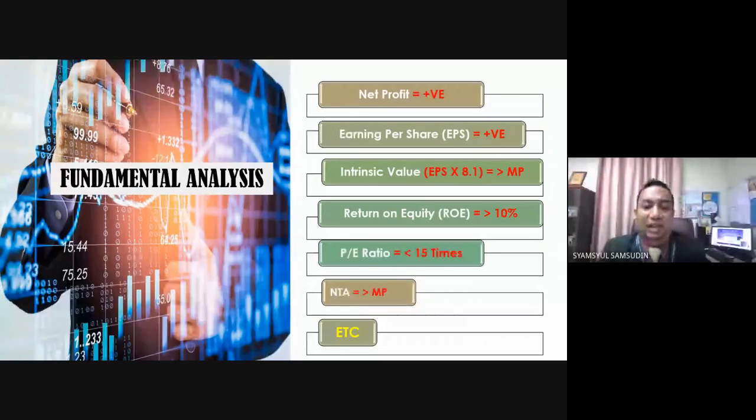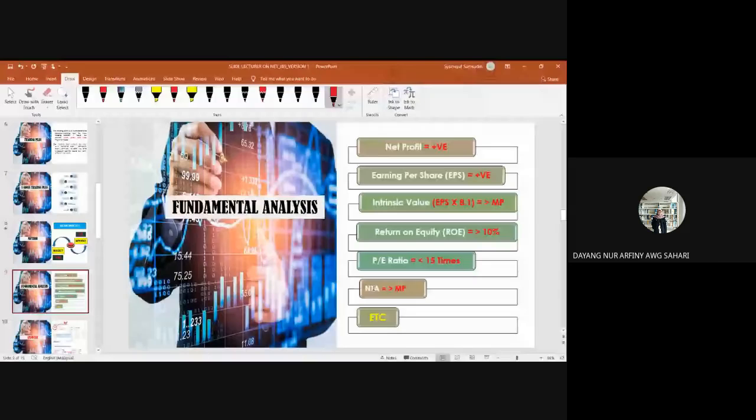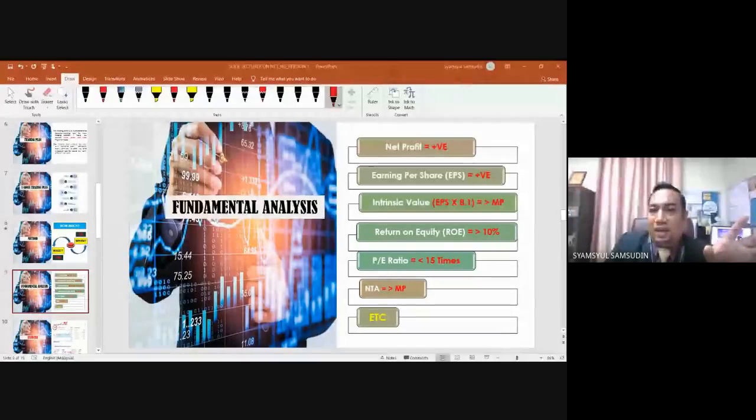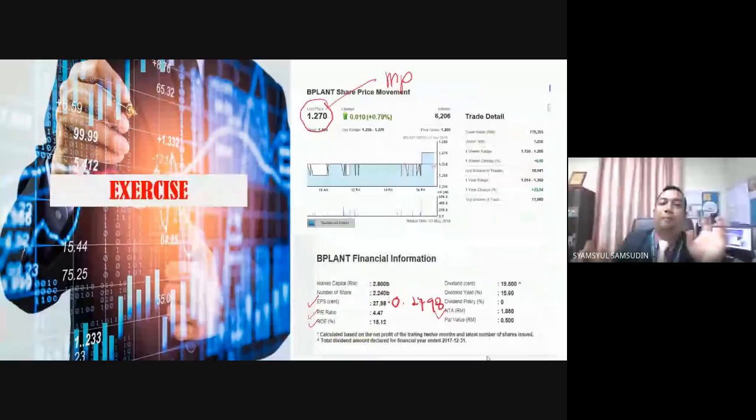Sebab saya nak kita buat quick exercise sikit, pelajar Indonesia dan Malaysia. Boleh? You screenshot sikit on the slide tu. So saya nak kita tengok example of the company. Kita tentukan based on the fundamental, the company is okay or not regarding the fundamental. Okay, we move to the example, exercise.